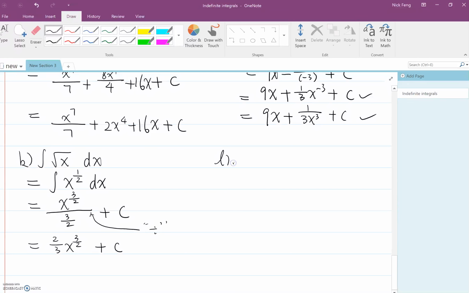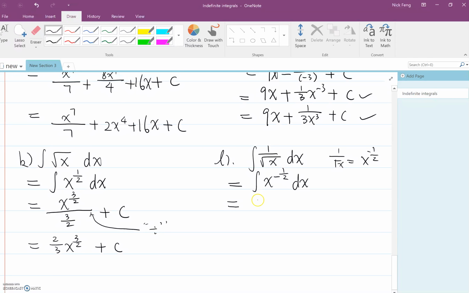Next one. What happens if I need to integrate 1 over root x? Now, 1 over means negative. So in other words, we are using our knowledge in index rule, change it back into negative half. Nothing fancy. All you need to recognize is 1 on root x equals x to the power of negative a half. That's all. And then you perform normal integration on it.